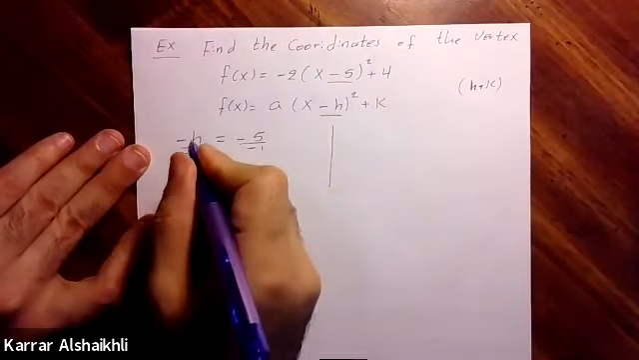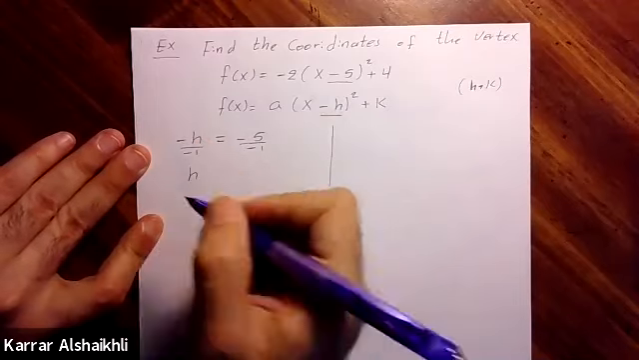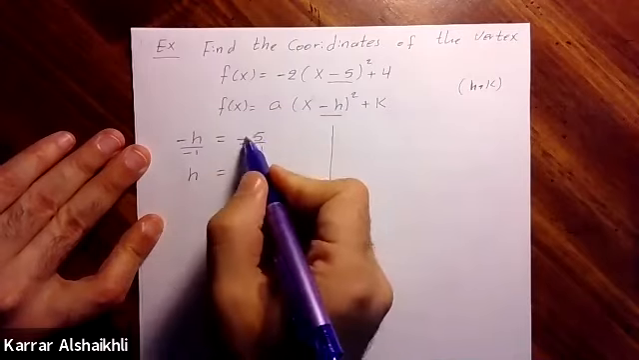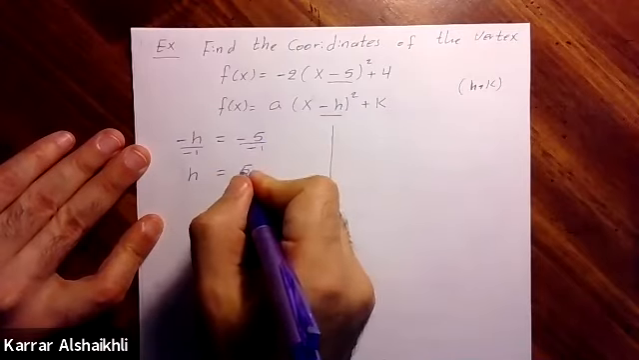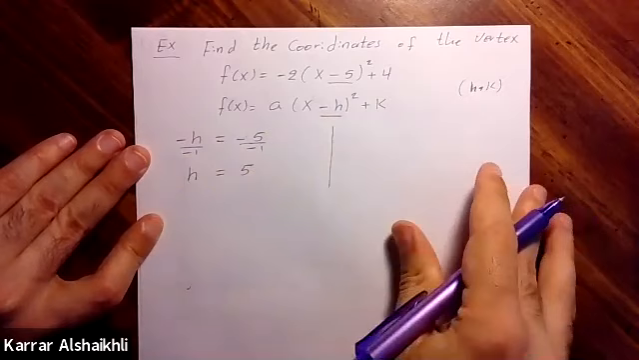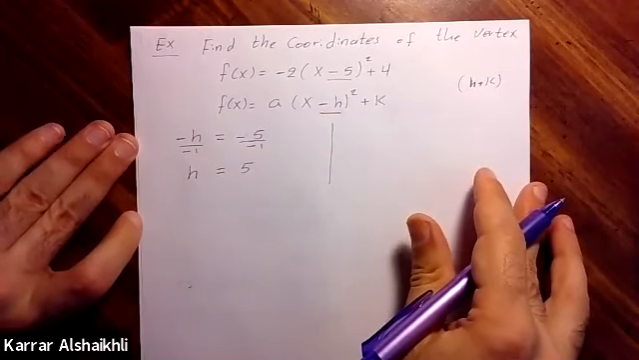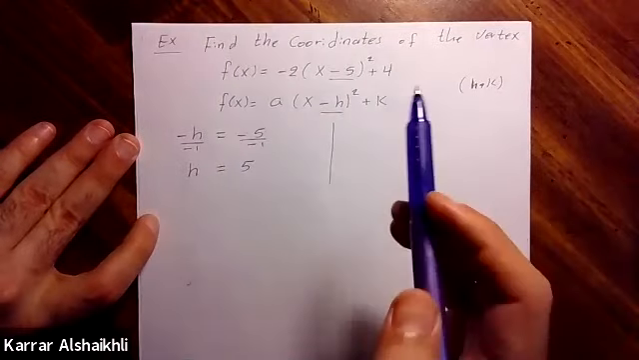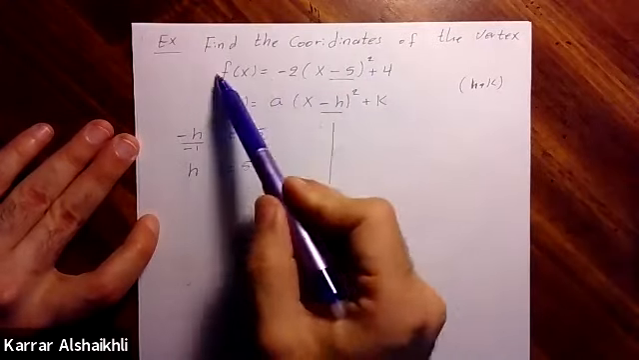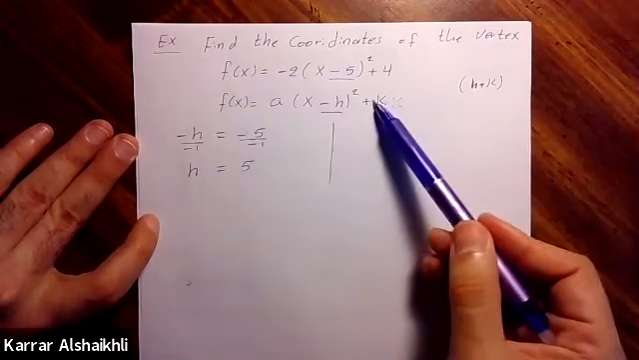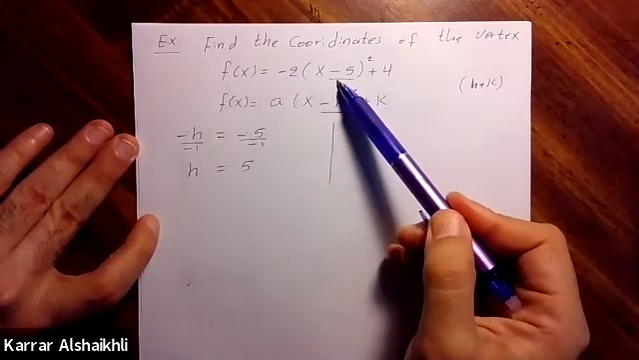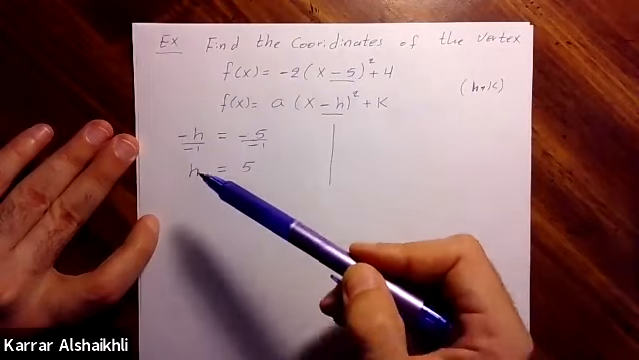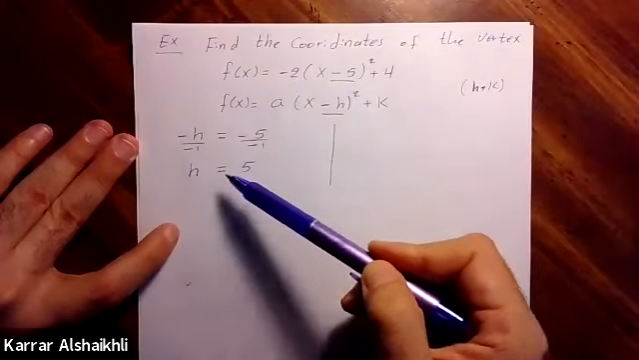So h, because negative divided by negative is going to be positive, h divided by 1 is going to be h, equal -5 divided by -1 is going to be 5. So this is the h. So always do exactly the same thing. If they ask you to find the coordinates of the vertex, write down the equation they give you, and here's the vertex formula: negative h equal -5. Divide both sides by -1, so h equal 5.